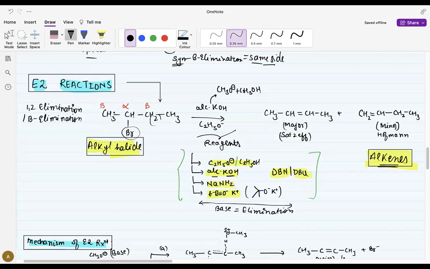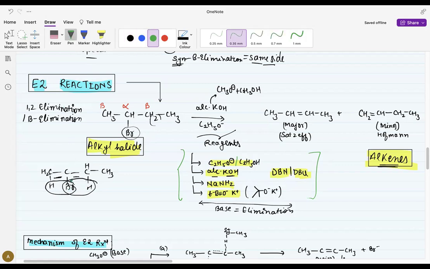You can remove from here. Or another possibility is you can remove this one hydrogen and this bromine. So first possibility is you can remove HBr to make double bond here. Second possibility is you can remove this HBr to make double bond here.